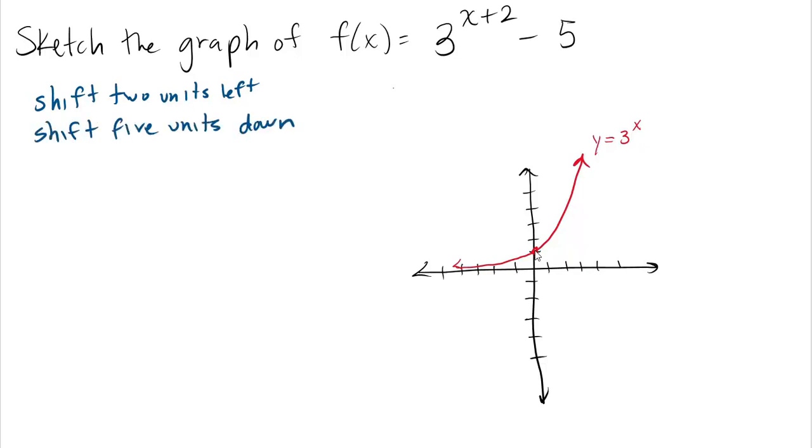So I'm going to use this point at (0, 1) as my reference point. I'm going to shift that 2 units to the left. So now I'm at (-2, 1). Then I'm going to shift 5 units down. So 1, 2, 3, 4, 5. And I land at (-2, -4).